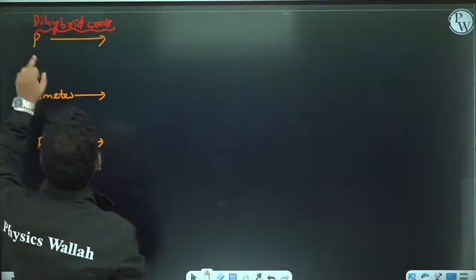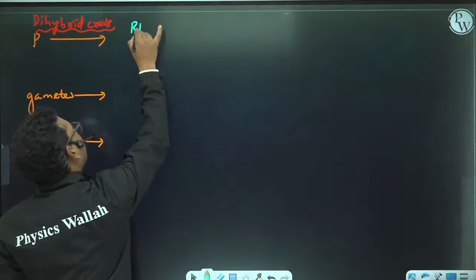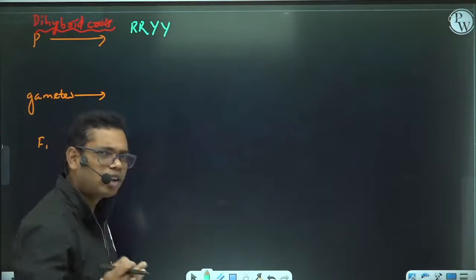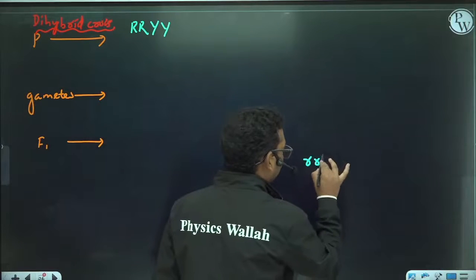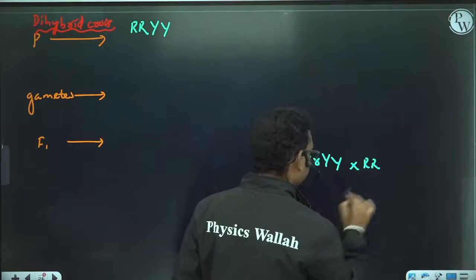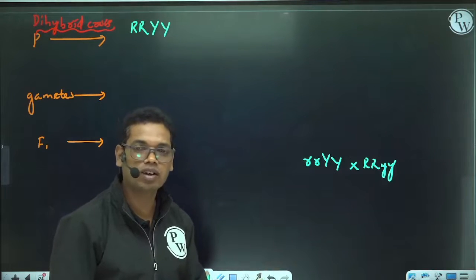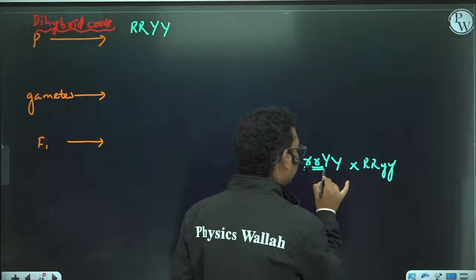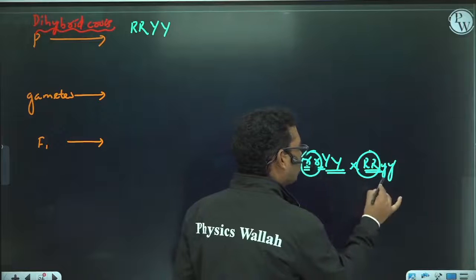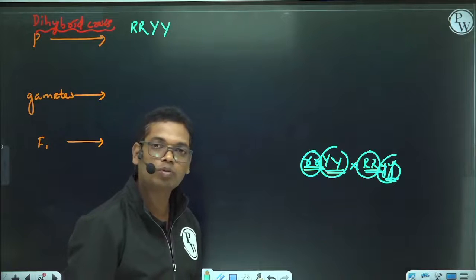In this case, P means parental generation. Let me write here. One parent is having capital R, capital Y. Let me ask you one question: can I call this a dihybrid cross? Of course I can. This is homozygous dominant and this is homozygous recessive, so this is one monohybrid cross. This is dominant, this is recessive, this is another monohybrid cross. So two monohybrid crosses means dihybrid cross.